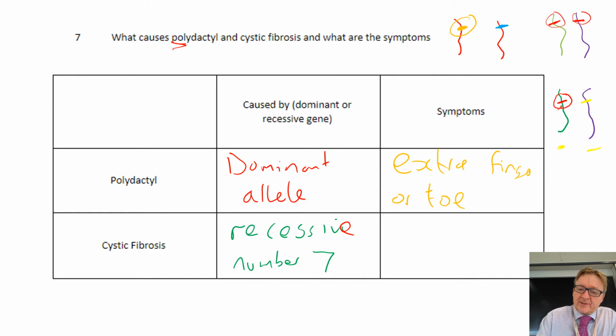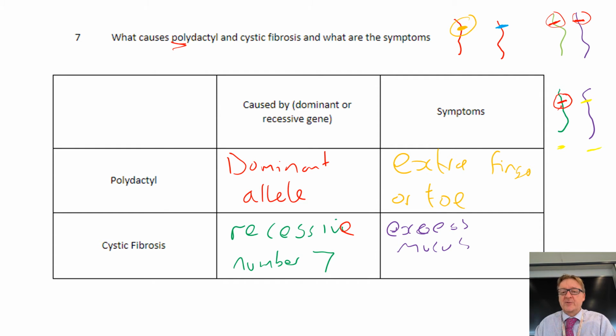Symptoms, there's quite a number of symptoms, but what I'm just going to do here is write down excess mucus. So the mucus can be in the breathing system, the respiratory system, or the digestive system.